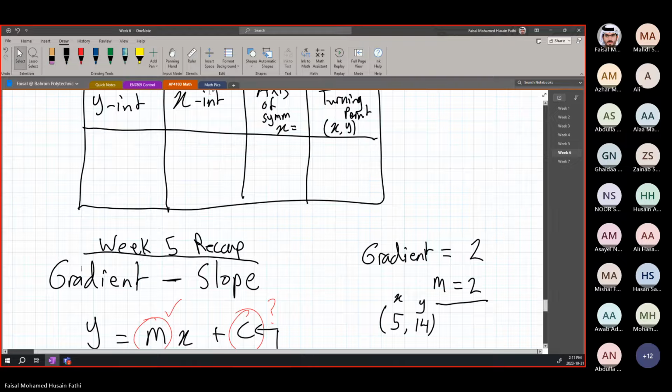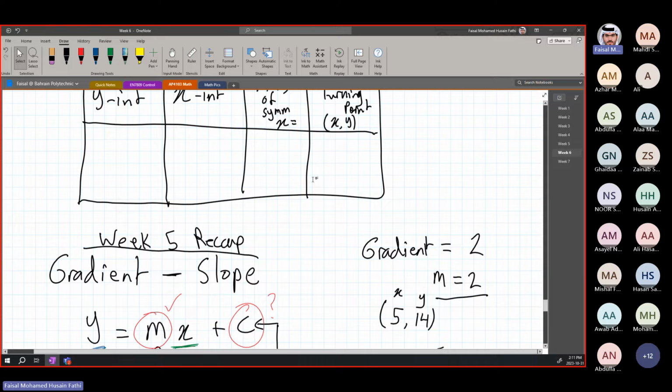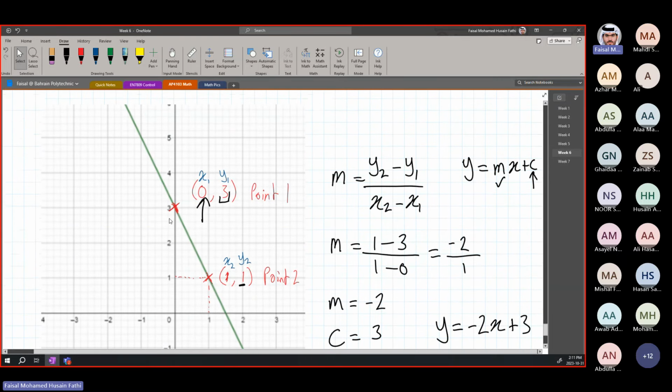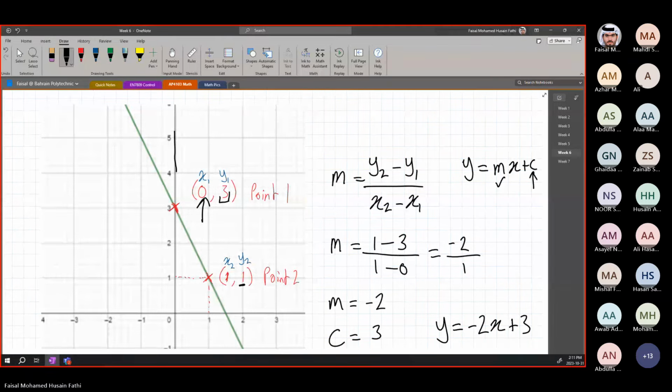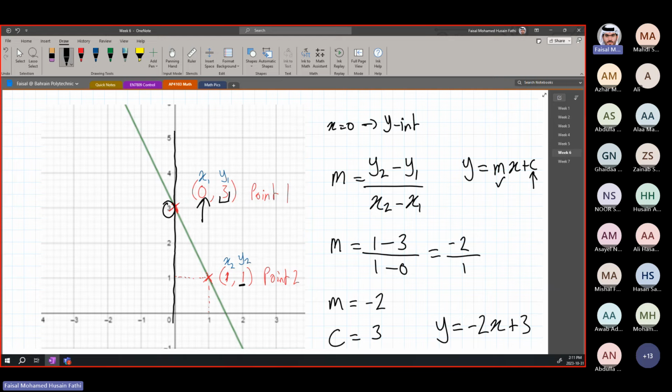Okay, let's continue to week 7. Week 6 question: for the c, can we use y1 or y2? No, for the c, it's always the y-intercept. What does y-intercept mean? It means it is the intersection of this line with the y-axis. The y value of the point here, which is 3, is what you take. Why? Because it is where the intersection is, or mathematically it's when x is equal to 0, which gives you the y-intercept. Okay? You cannot just take any point. You have to take specifically this one.